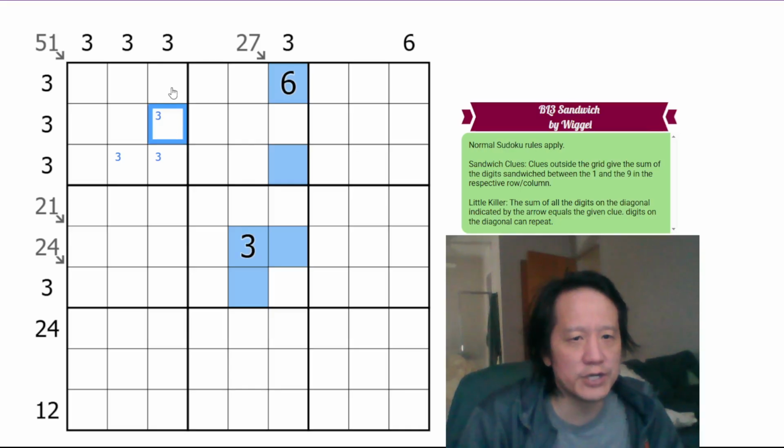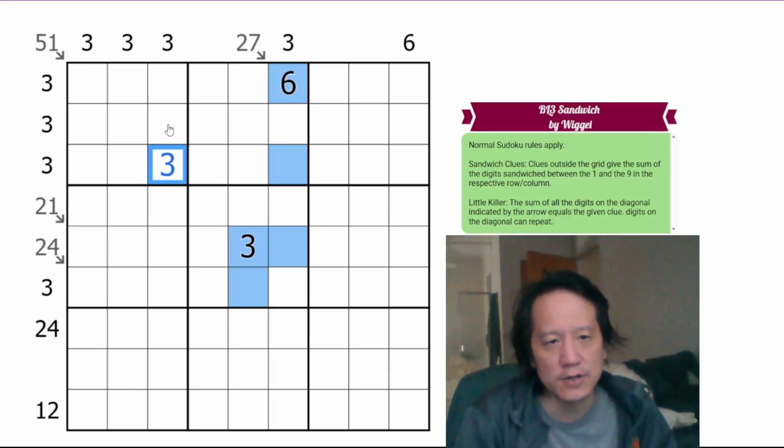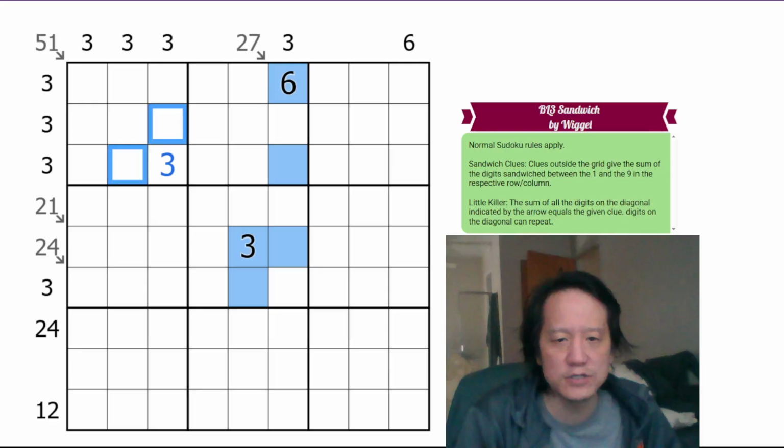If this is 3, that has to be crust here and then crust here. But that's 3 crusts in this box. So this can't be 3 either. And therefore, because of the same logic, this can't be 3. Therefore, this must be 3 here, which must be next to crust here and crust here.